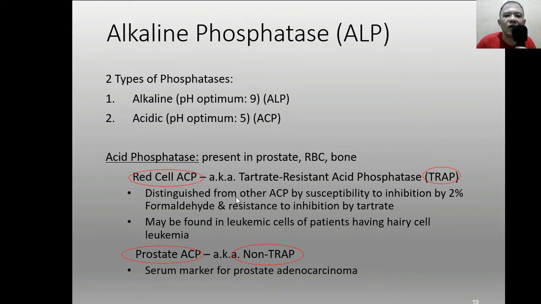This is distinguished from other ACP by susceptibility to inhibition by formaldehyde and resistance to tartrate. Next is the prostate ACP. The other term is non-TRAP, and it is a serum marker for prostate cancer. Probably bone is also considered a non-TRAP, if it produces acid phosphatase. But mind you, alkaline phosphatase is also produced by the bone.